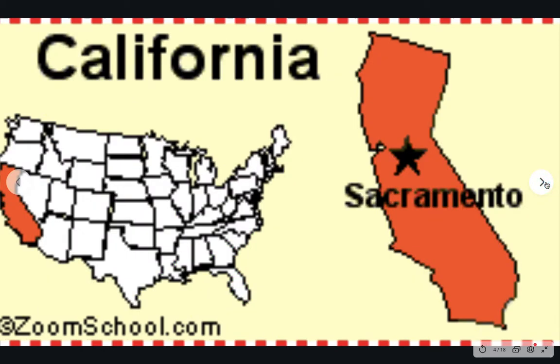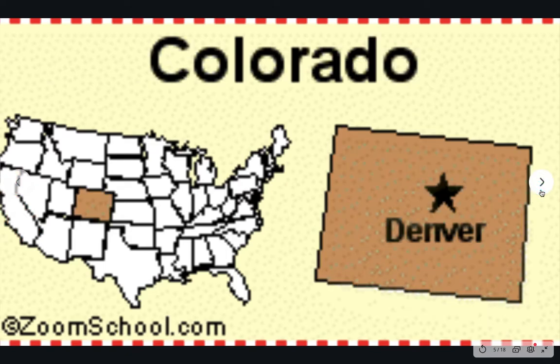Okay. The next one is California. The capital of California is Sacramento. And California is this long state over here all the way to the left of your map. The next one is Colorado. Colorado's capital is Denver. And Colorado is one of the states that's kind of in the middle, that's like a square or rectangular state, but this is Colorado.